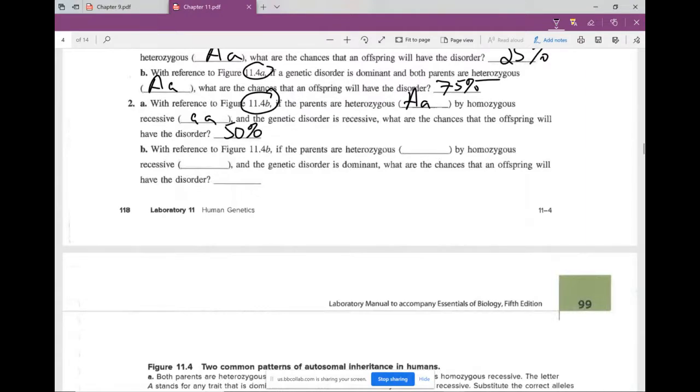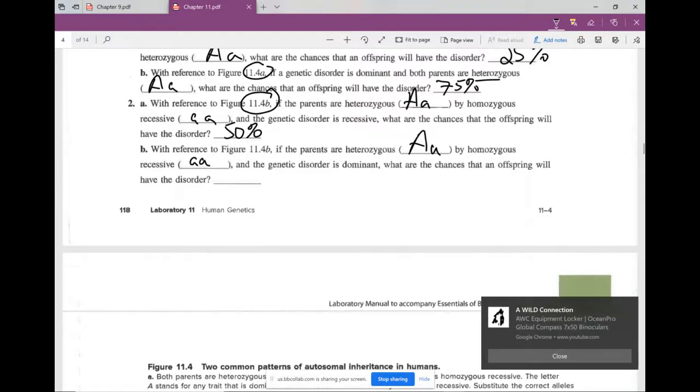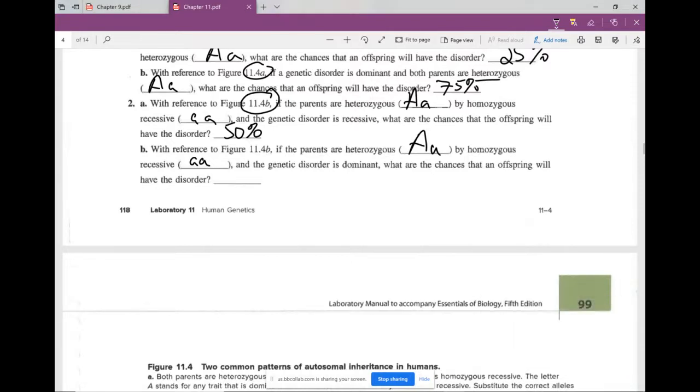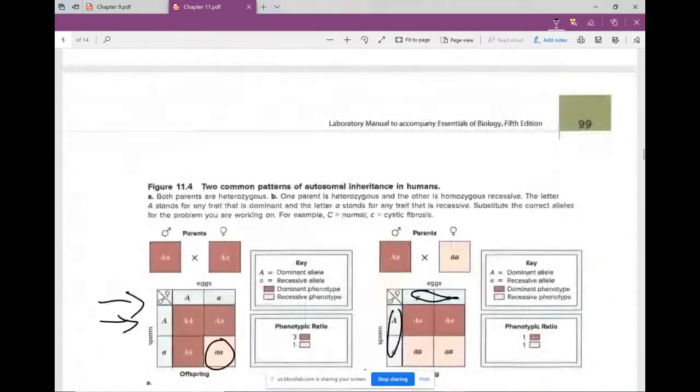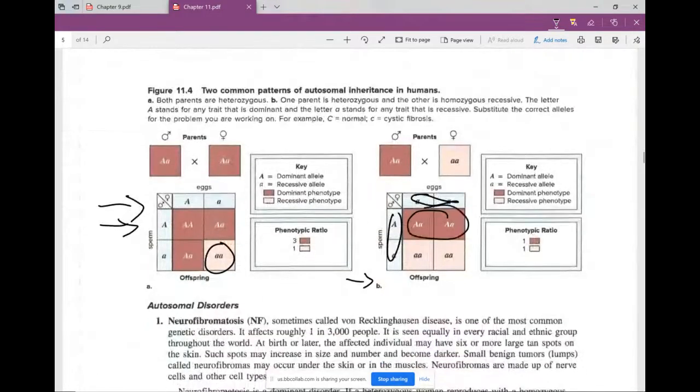With reference to the same one, if the parents are heterozygous, big A, little a, by homozygous recessive, little a, and the genetic disorder is dominant, what are the chances that an offspring will have the disorder? This is going to be the same thing, 50%. Okay, so you see, 50% of the offspring have one phenotype, and 50% of the offspring have the other phenotype. The phenotypic ratio is 1-to-1.